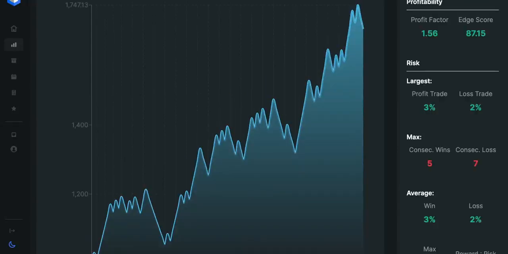The profit factor is 1.56, which is pretty low for a 5-minute scalping strategy. Also notice that the losing streak was higher than the winning streak. This can also be considered as a red flag. So overall, I'll give this strategy a score of 5 out of 10.